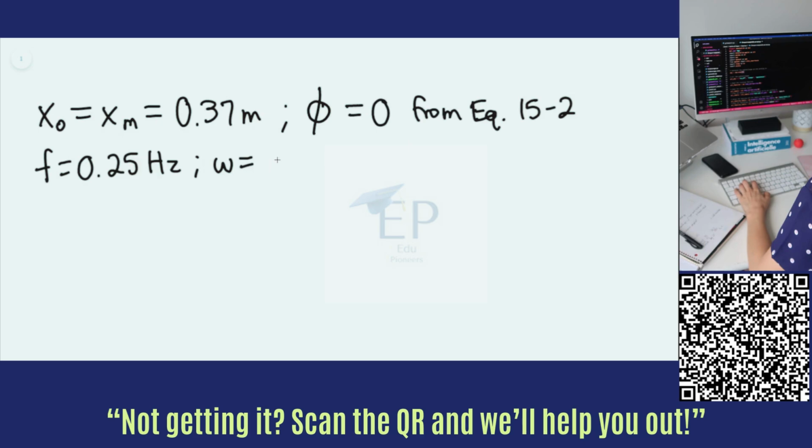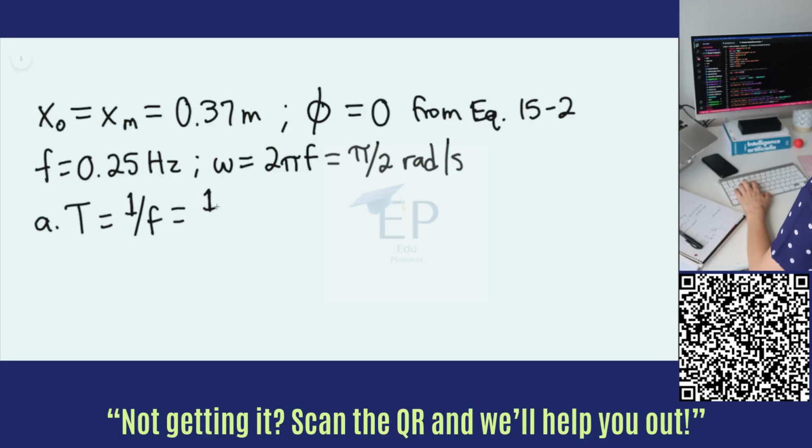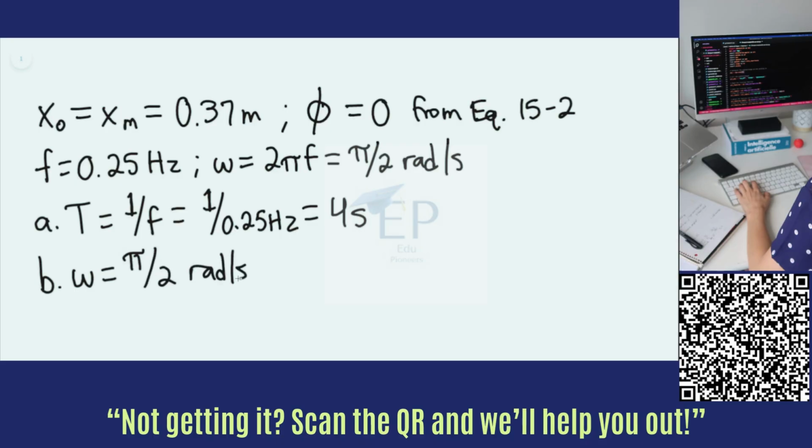Now, also, the frequency f is given as 0.25 hertz, and we have that omega, the angular frequency, is 2 pi times f, so this would be equal to pi over 2 radians per second. And so we can then say for part A, the period is simply the reciprocal of the frequency. This would be 1 over 0.25 hertz, and this would give us 4 seconds. For part B, we already know the angular frequency is going to be equal to pi over 2 radians per second. For part C, the amplitude would be the maximum displacement. This would be equal to 0.37 meters.